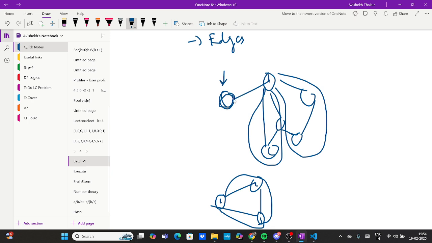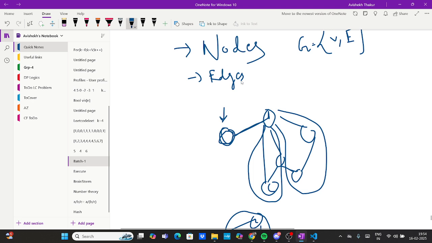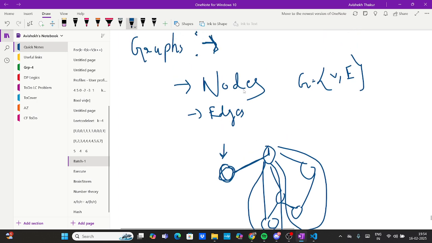Okay, an edge is something, a relation between any two nodes. Okay, so is the definition clear of nodes and edges? I mean, we shouldn't concern much, but just to let you know. So is it clear, nodes and edges?